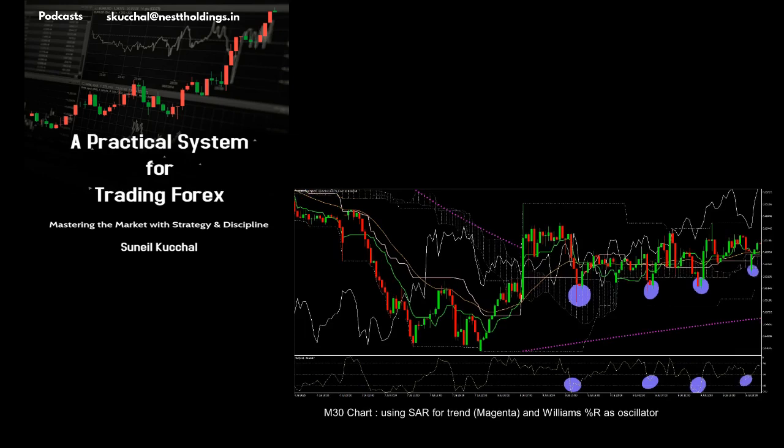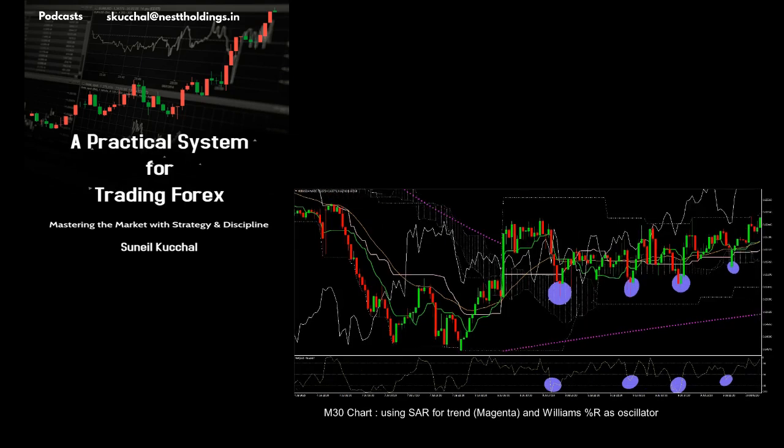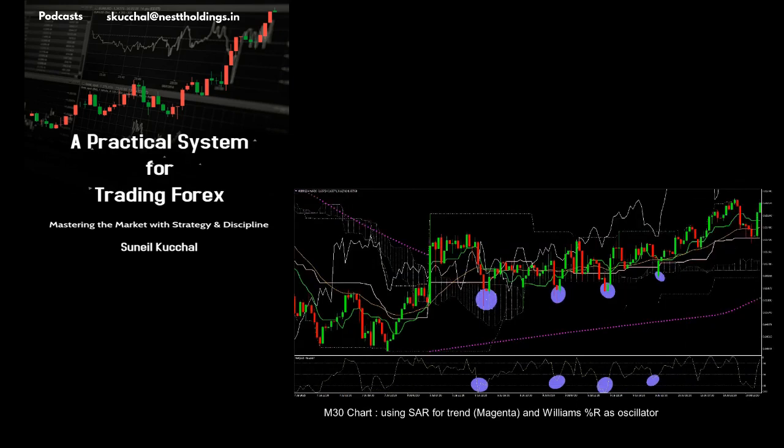Readings up near the top, between 0 and -20, are generally considered overbought. Readings down near the bottom, between -80 and -100, are considered oversold. Extreme levels. And where does Suneil find it most useful? Which time frame? For optimal use, he suggests using that 13-period setting on an M30 chart, the 30-minute chart.